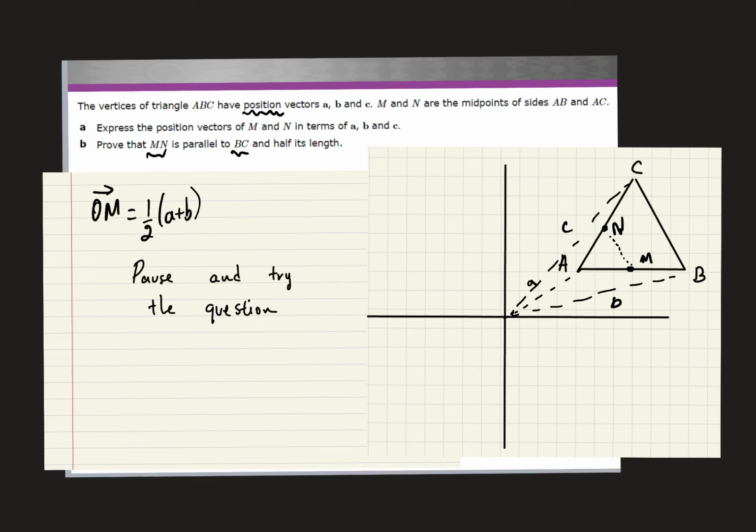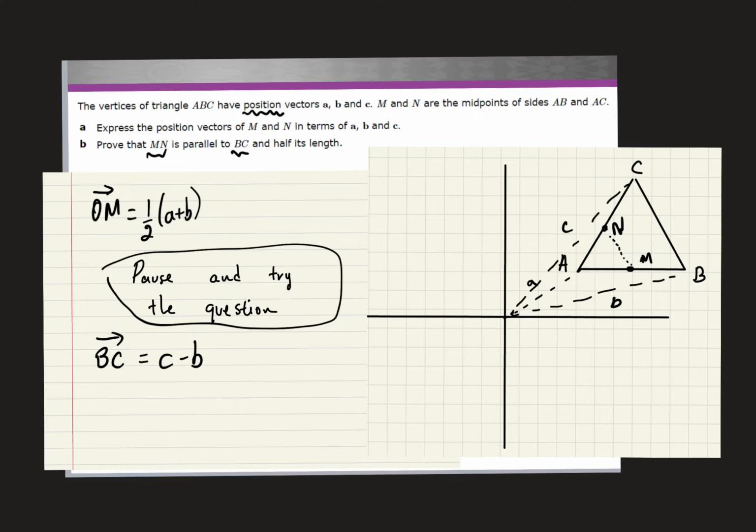So how would you work out BC? Well, the same way you would work out any vectors. B to C would be equal to C take B. And then you use that in order to solve the question. So feel free to pause the video and try the question yourselves, and then I'm going to go through the answers.